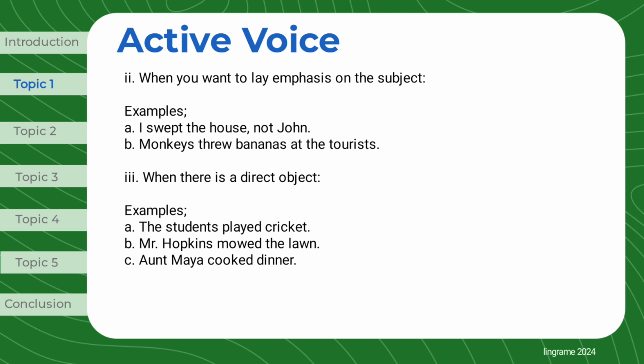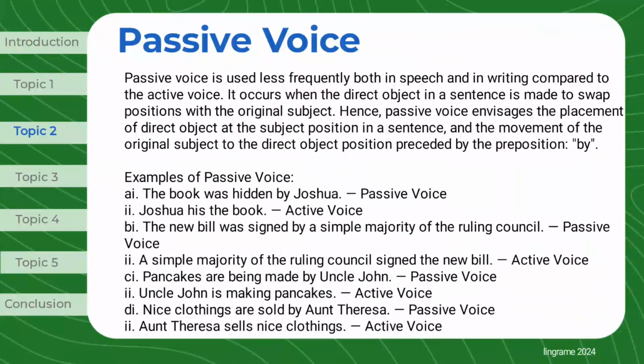When there is a direct object, examples: the students played cricket. Mr. Hopkins mowed the lawn. Aunt Maya cooked dinner.